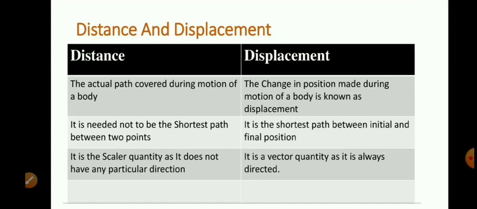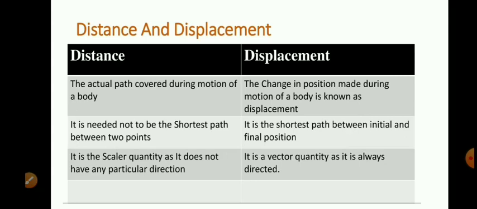Now we have to discuss the differences between distance and displacement. Distance, as we already know, is the actual path or the total path during the motion of a body. The shortest path or the straight path is the displacement of the object, or you can say the change in position made during motion of a body is known as displacement.